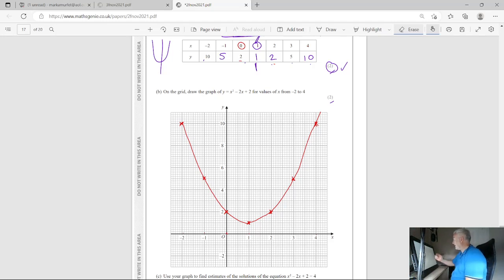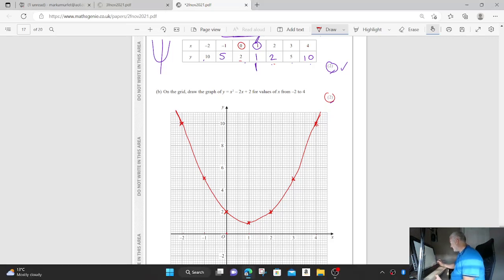Now, remember that these lines keep going on until they go off your graph. So you won't lose marks if you stop at the top point, but remember, these lines will go on forever, in the grand scheme of things. Now, we've got our 4 marks for this one. We've now got a part C to the question.